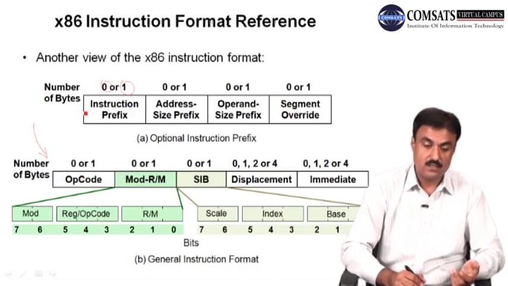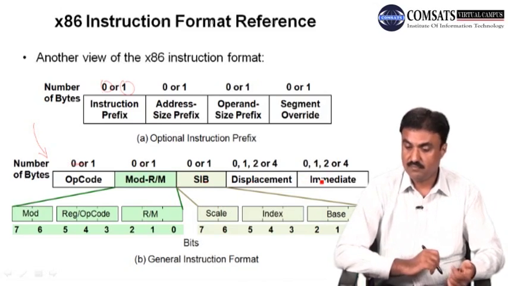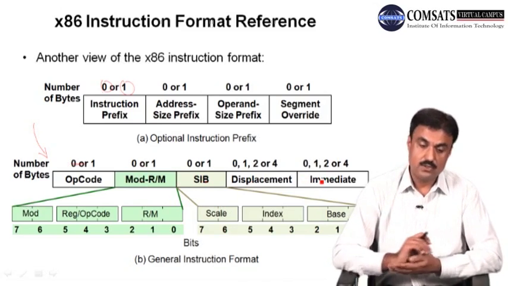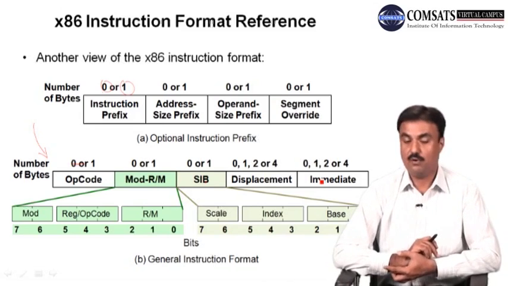On the other hand, here you can see we have the opcode. This should not be 0 or 1, it should be 1 or 2. And then we have the MOD-REG-R/M byte, we have the SIB byte, we have the displacement byte, and we have the immediate byte. So this is the most general format.